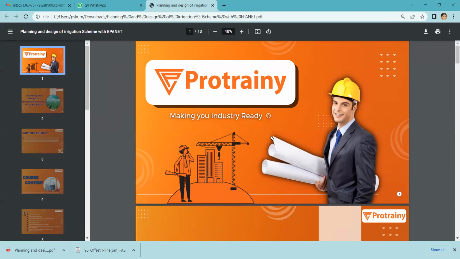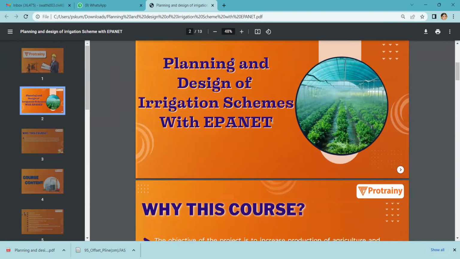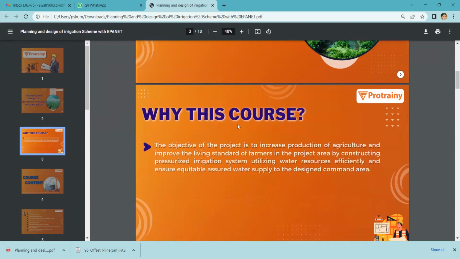Okay, first of all, we will know what the planning and designing field is and what software we are using. First, why this course is chosen. The objective of the project is to increase agricultural production, that means growing crops, and improve the living standards of the farmers in the project area by constructing pressurized irrigation or gravity irrigation, where pressurized irrigation is used and also gravity is used.